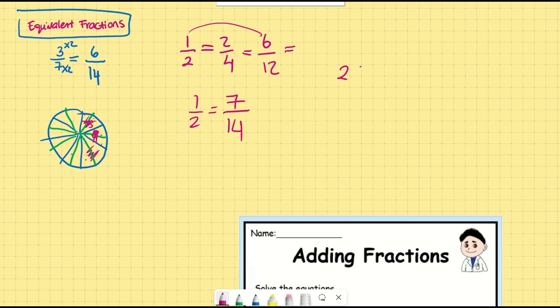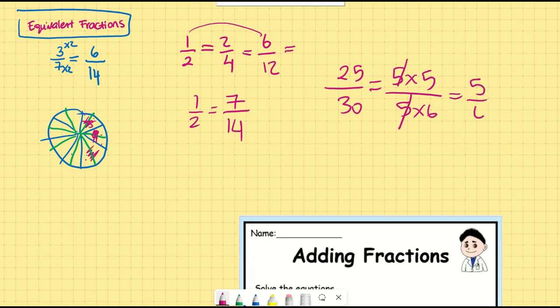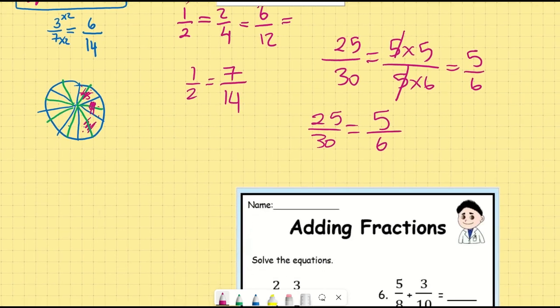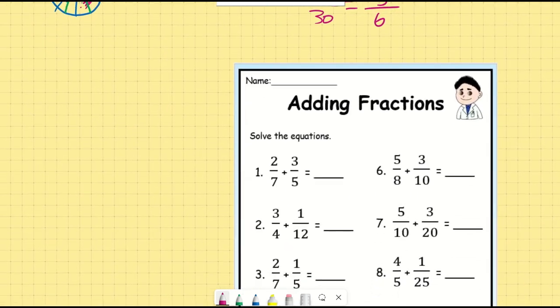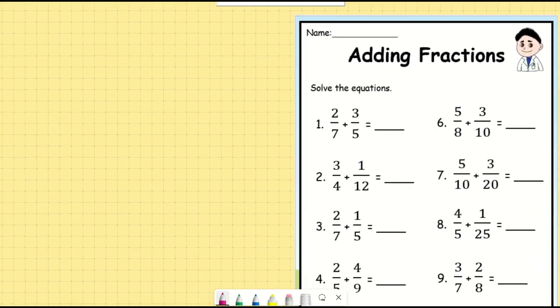For instance, if I say 25 over 30, I see that it is 5 times 5 and 5 times 6. Then I simplify these and I get 5 over 6. So I can say 25 over 30 is an equivalent fraction with 5 over 6. Okay, and now with this kind of information, I want to immediately solve the first problem. What is the first problem?